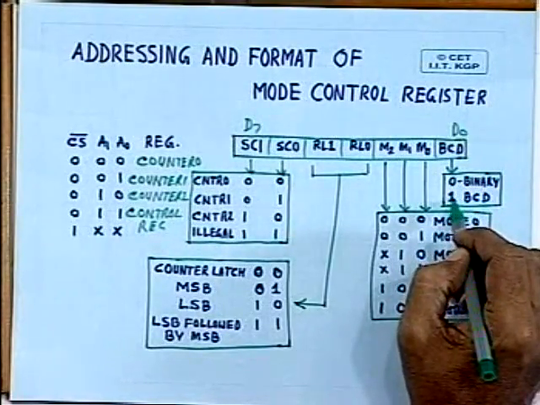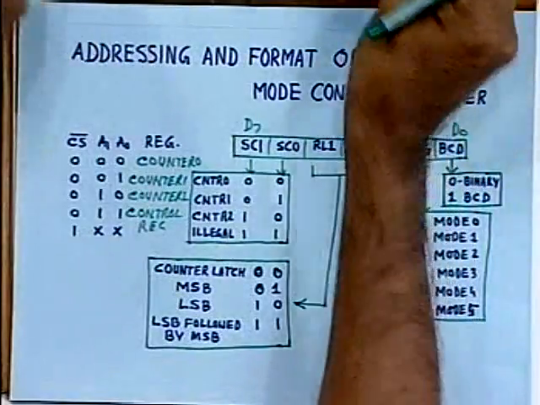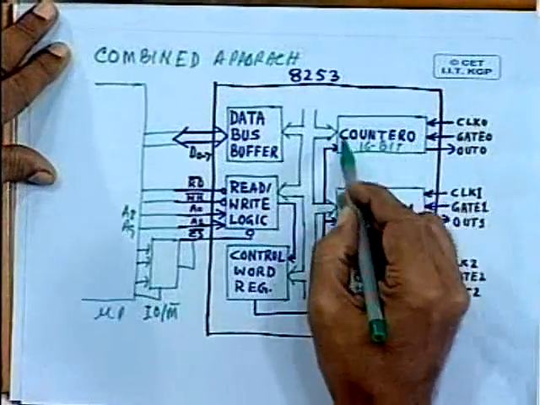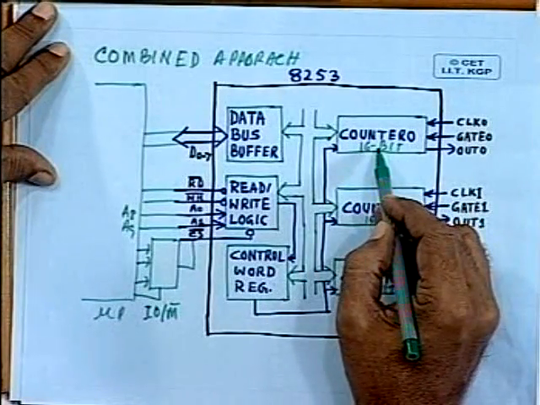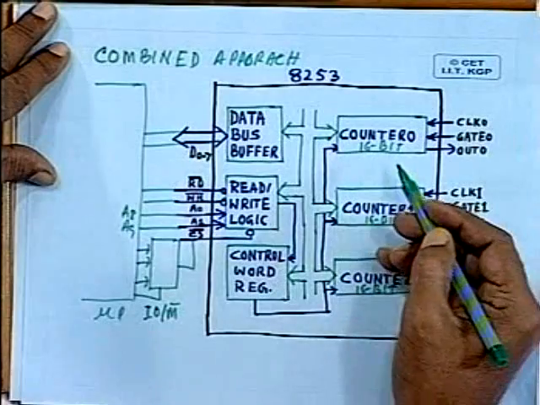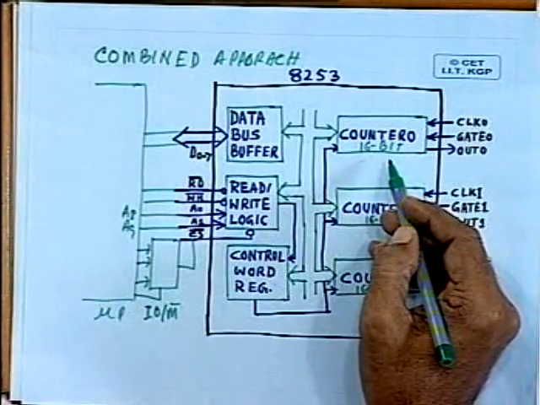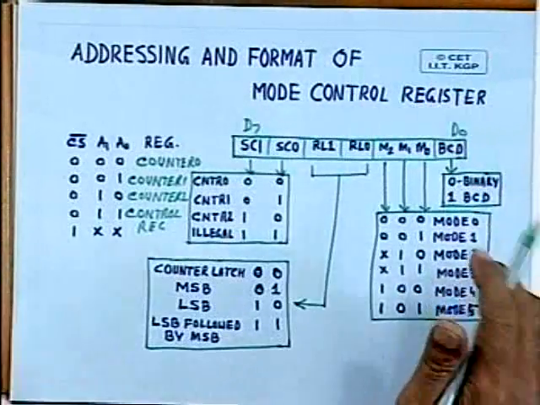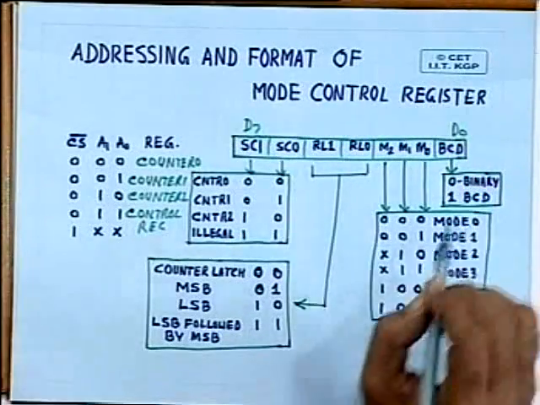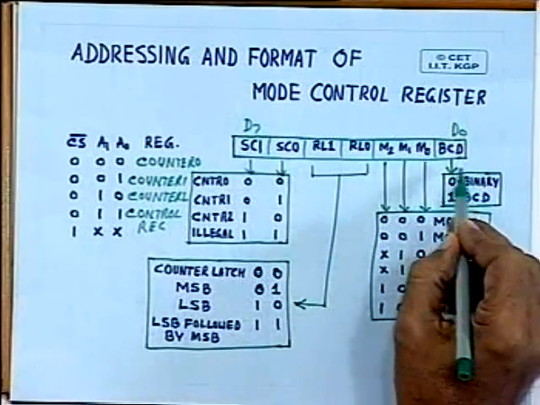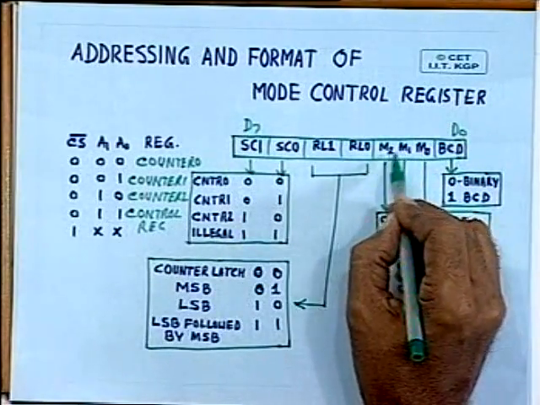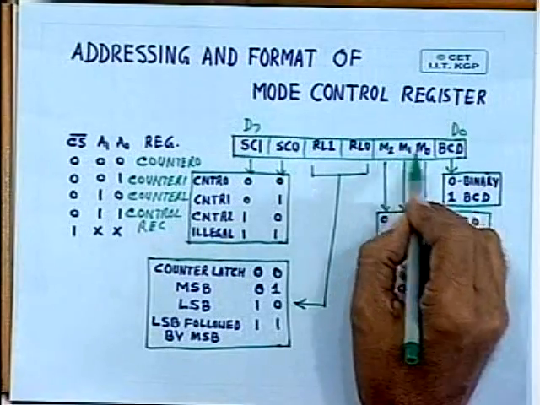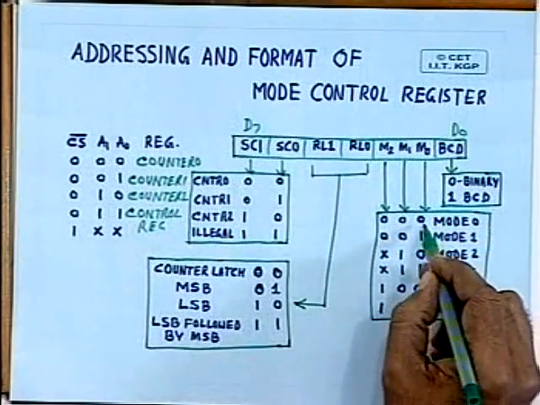So you have the choice of using these counters to operate in binary mode or in BCD mode. That means they can work as a binary counter or as a decade counter. That means a BCD counter, a decade counter, as you know, a divide by 10 counter. So this bit does that, and then M0, M1 and M2, that means D1, D2 and D3, these bits are used to set the modes.